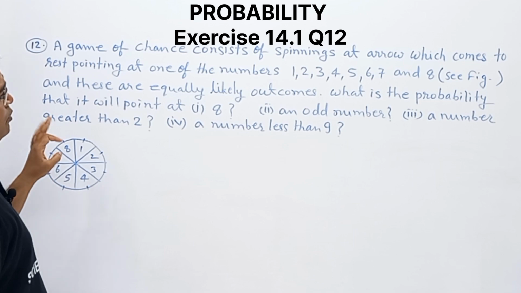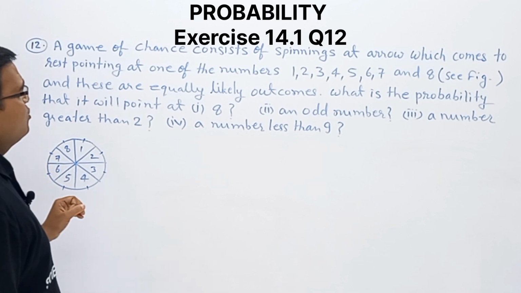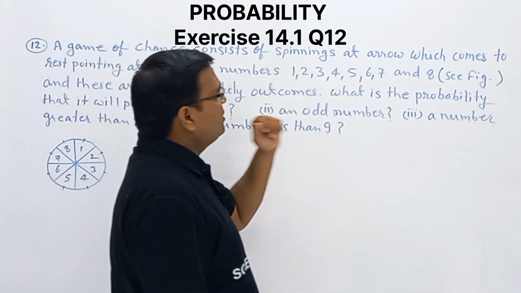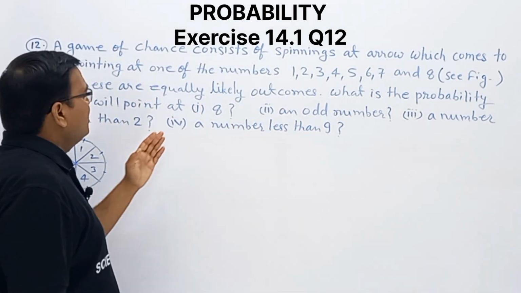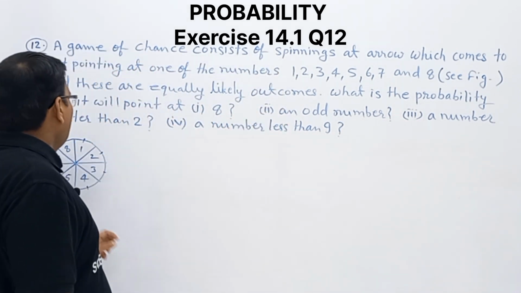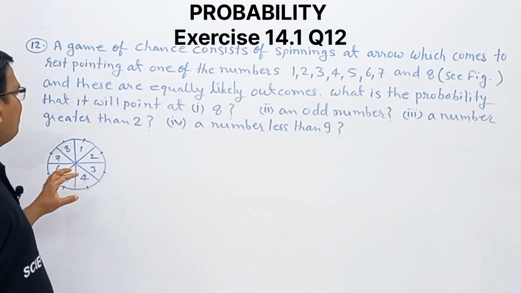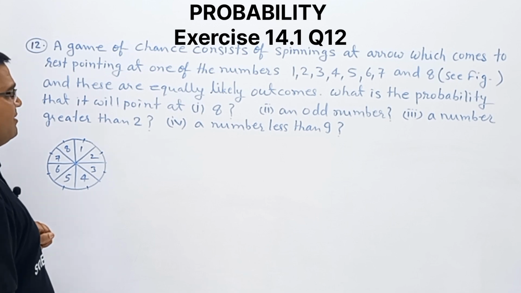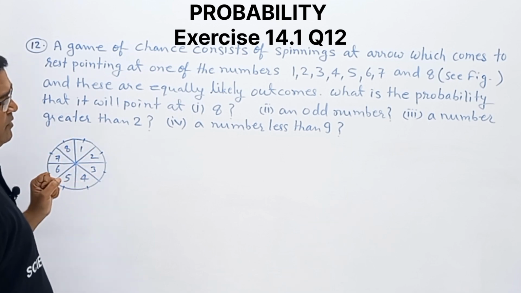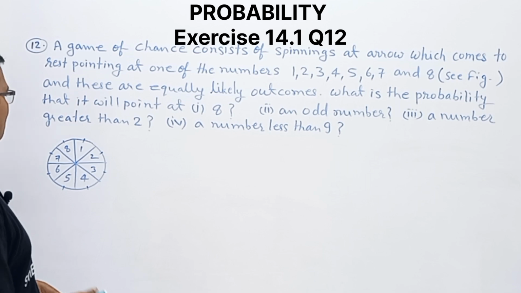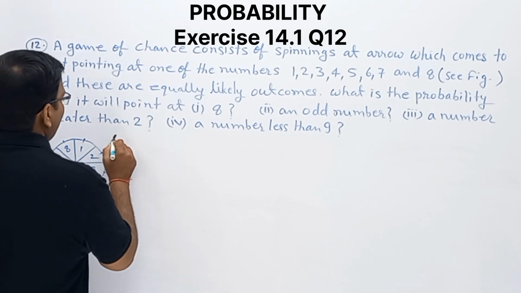Now one arrow is there. We want to find the probabilities. What is the probability that it will point at 8, an odd number, a number greater than 2, a number less than 9? One circle has 8 points showing 8 numbers, and one arrow is moving. We want to find the probabilities of these 4 questions. So what about its solution? Observe carefully.